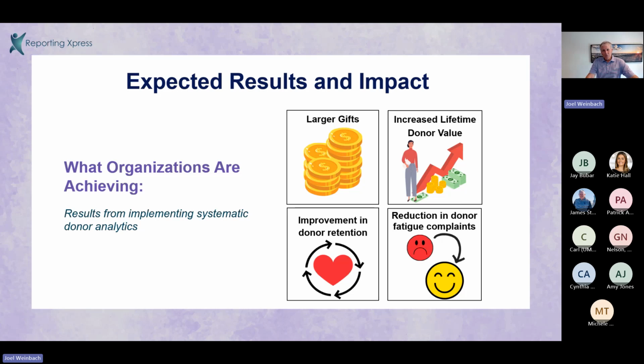What are we shooting for here? Why are we doing all of this? In addition to making our fundraisers' jobs better, we want larger gifts. We want the kind of relationship that leads to increased lifetime donor value. We want to improve donor retention and reduce donor fatigue complaints. The path to more fundraising is not more appeals.